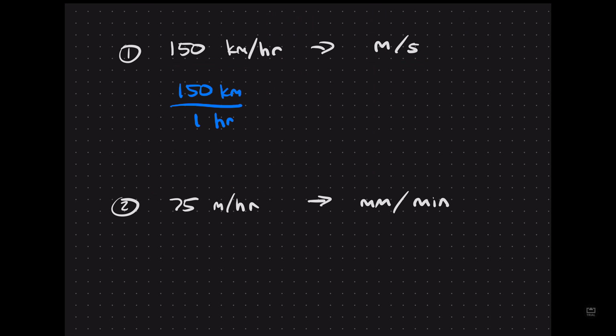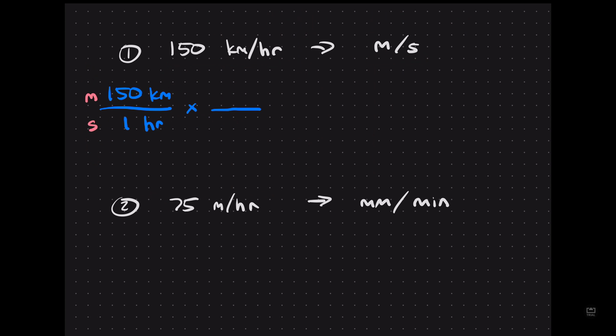So what am I going to do instead? I'm going to multiply this number by another fraction, just like I showed you just a couple seconds ago. Now, what am I trying to end up with? Well, I'm trying to end up with meters up top and seconds on the bottom, which means I need to get rid of the hours. I need to convert that into seconds. I need to get rid of the kilometers and convert that into meters.